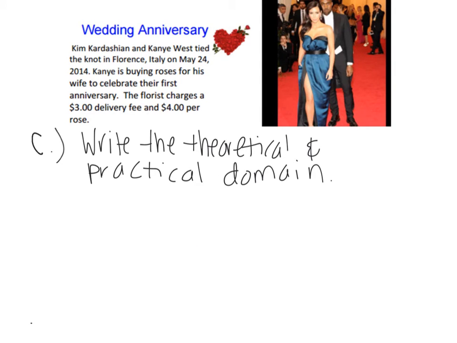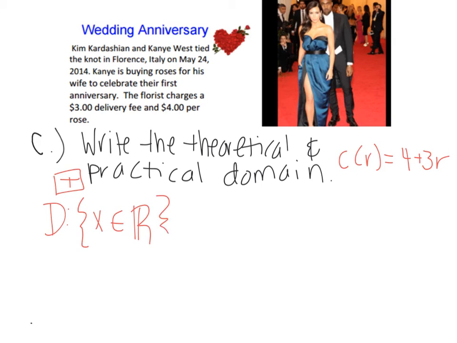So this is our theoretical domain, we ask ourselves what mathematical rules were being broken in that function. So remember, the function was C of R is equal to 3 plus 4R. Am I dividing by 0 anywhere in that equation? No. Am I taking the square root of a negative anywhere in that equation? No. So my domain is going to be all real numbers. My theoretical domain, what can theoretically go into that equation.